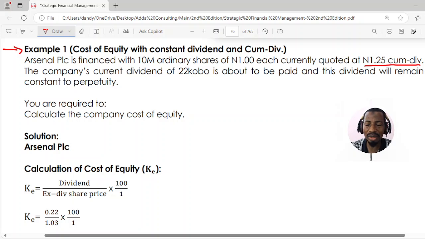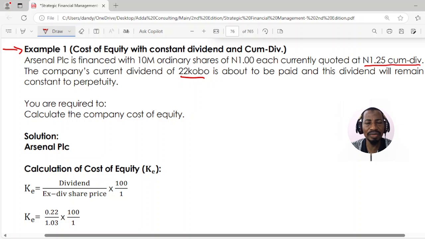So you want to calculate cost of equity. At this point, you need to ask yourself, how do I calculate the cost of equity? Am I using the dividend valuation model? Am I supposed to use the capital asset pricing model, or am I supposed to use Miller and Modigliani? I told you, whenever you have information on dividend and share price, you are supposed to calculate cost of equity using the dividend valuation model. So in this question, we are given a dividend of 22 kobo, and a current share price of 1.25. In this case, I'm supposed to calculate cost of equity using the dividend valuation model.